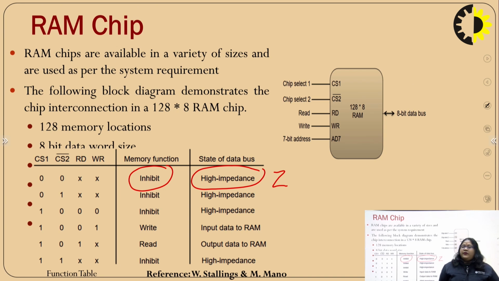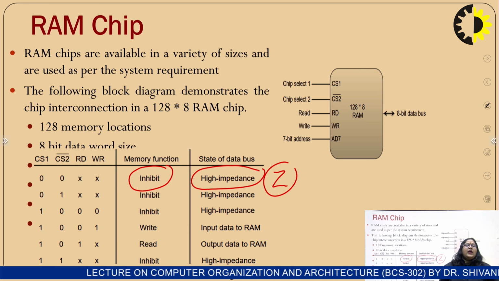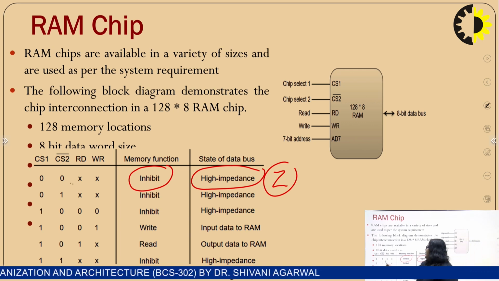We have already explained Z in the bus transfer, in the common bus system. High impedance means the circuit behaves like an open circuit, so there is no current flow in the circuit diagram. So this is the high impedance definition.